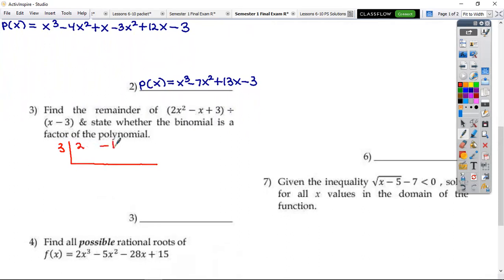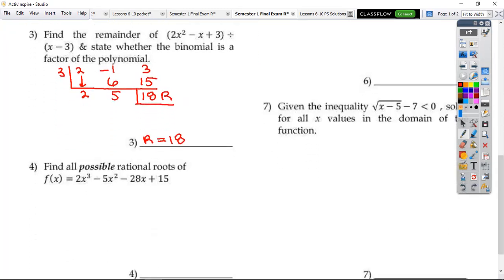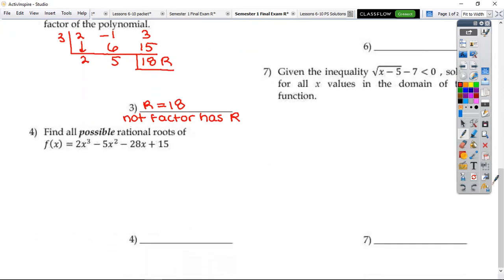I go 2, negative 1, 3. Straight down is 2. Multiplying 6, adding 5. Multiplying gives me 15, remainder of 18. So this question just simply asks you to state the remainder. And is it a factor? No, because that produces a remainder. So that's all you have to say. So not a factor, has a remainder. Just abbreviate.